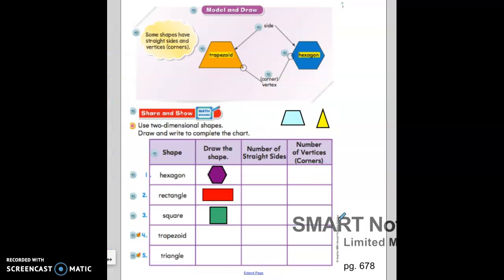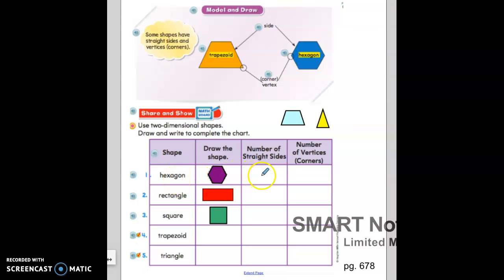On page 678, we're looking at different shapes, and we are looking at their attributes. Attributes are different parts of each shape. So for one thing, we're looking at the number of straight sides. Another thing we're looking for is the number of vertices or corners. The first example is hexagon.